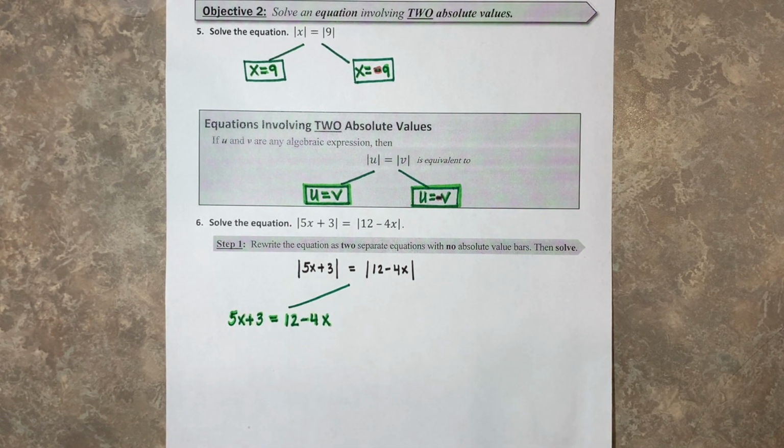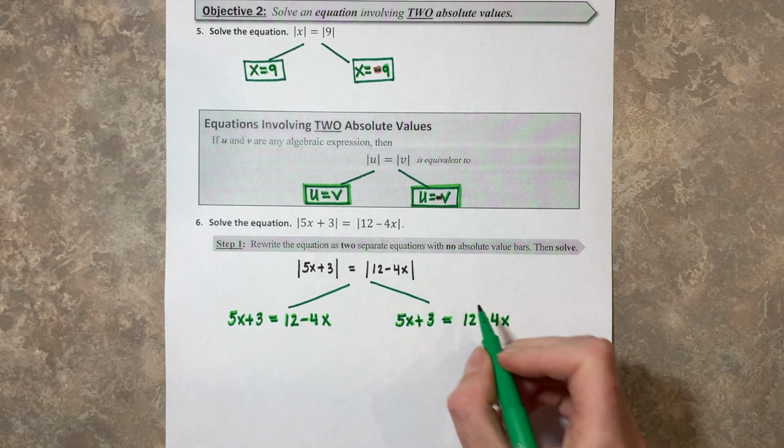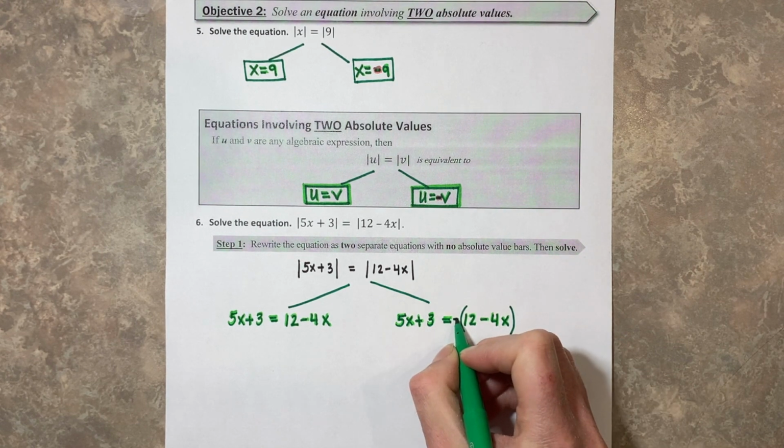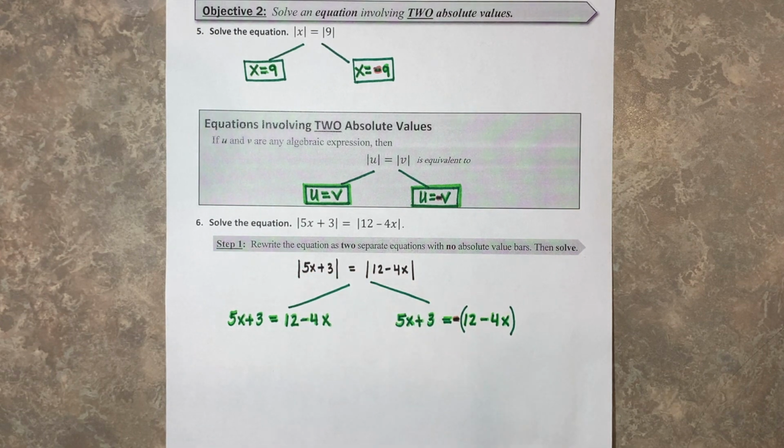The second equation is almost just as easy to write. We start by copying down this exact equation that we just wrote, but we make one change. We make the quantity on the right negative. So to make this whole quantity on the right negative, I'm going to add parentheses around it and then add a negative.